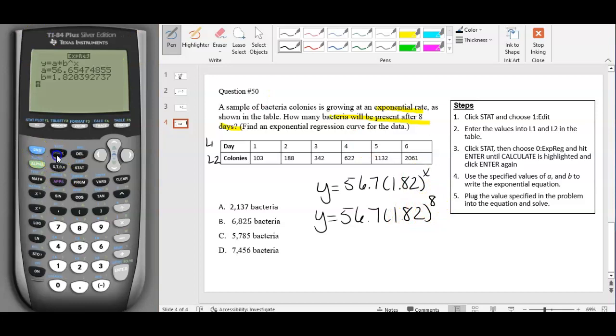So now I'm going to go to the home screen and just enter this in to get a value. So I have 56.7 times 1.82, and then I push the caret button and then hit 8 and then enter, and that gives me 6825.8, which is closest to answer choice B. So we're going to have about 6,825 bacteria. Okay, and that is all the questions that are in our review.